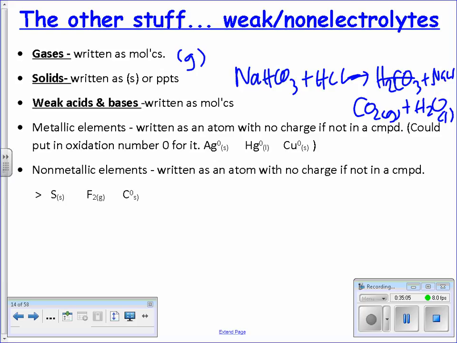Solids, I think that makes sense. Weak acids, you write as molecules, so do not separate them out. Like you write it as C2H3O2 aqueous. That just means that you're not separating it.